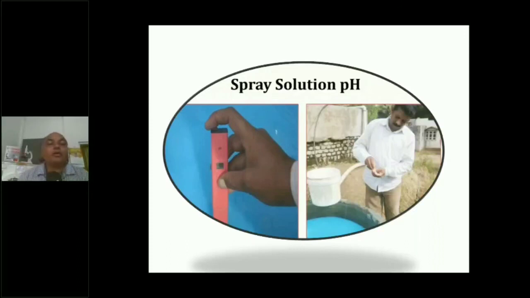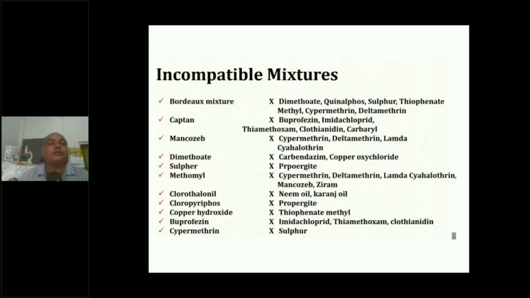Then there are incompatible mixtures. We cannot mix some chemicals with another chemical. This is the list. Bordeaux mixture and this, all these things are there. Then the pH also affects the pesticide.